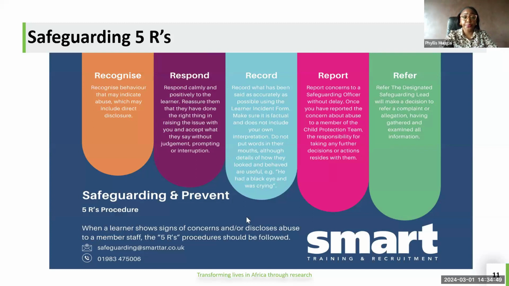Number one is to recognize, and you should be able to recognize behavior that may indicate abuse, and which may include direct disclosure. I know under the mental health data prize, there won't be much data collection, but I know there will be interactions with people who have lived experiences. So while you're conducting these interactions, you should be alert enough to recognize any change in behavior that you may consider to be under the realm of safeguarding.